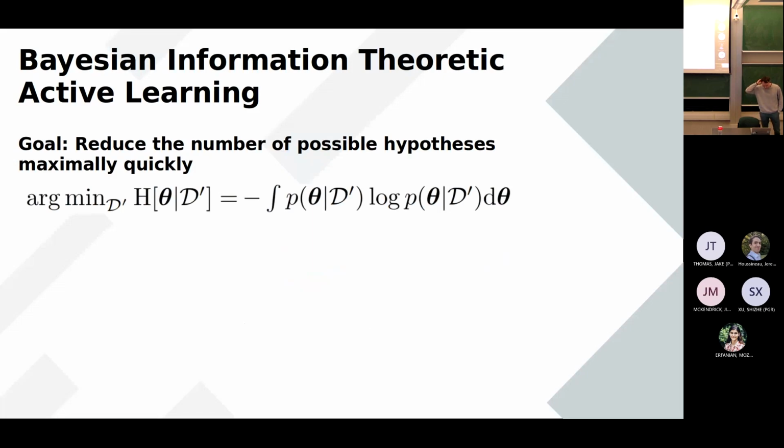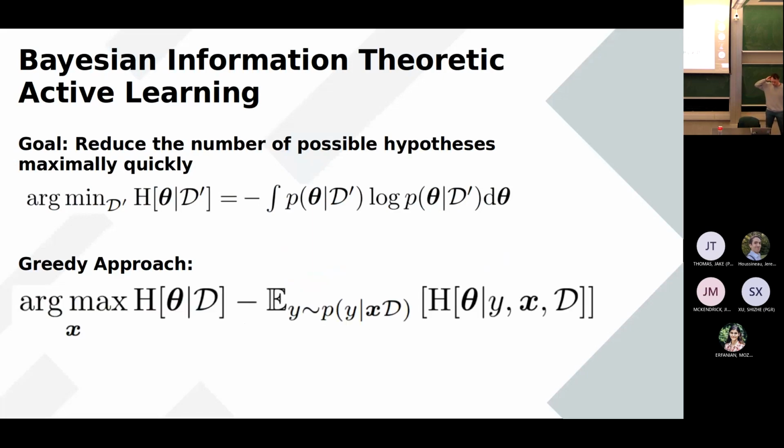In the probabilistic case, the optimal solution is to pick the data points d prime that minimize entropy after you've sampled them. But obviously, in general, you can't calculate this in advance. It's not possible because you don't know labels. So instead, you do a greedy approach. For each point you want to query, you pick the point that will give you the maximum expected decrease in the entropy, decrease in uncertainty, sorry.